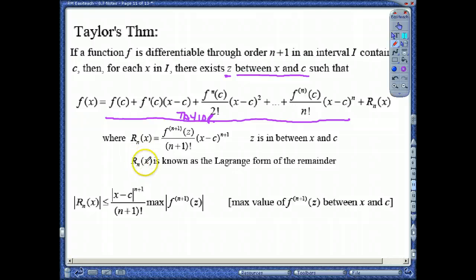This remainder is that Lagrange form of the remainder, Lagrange, okay? And then that absolute value of that remainder, you've got your x minus c to the n plus 1 power over n plus 1 factorial, and then you've got that max.